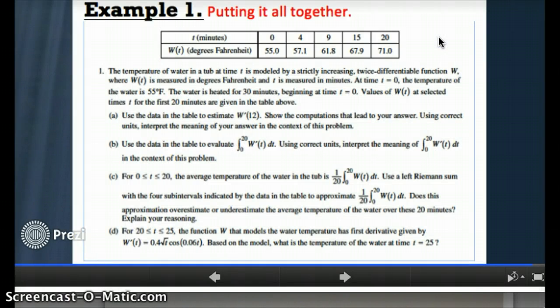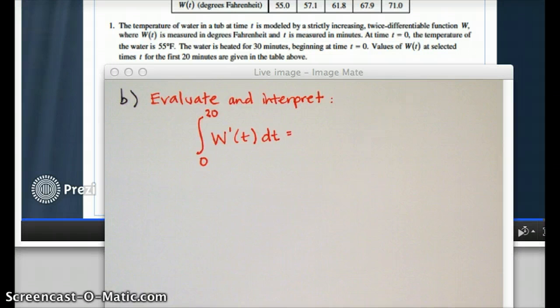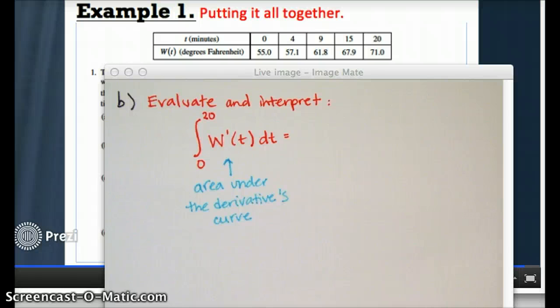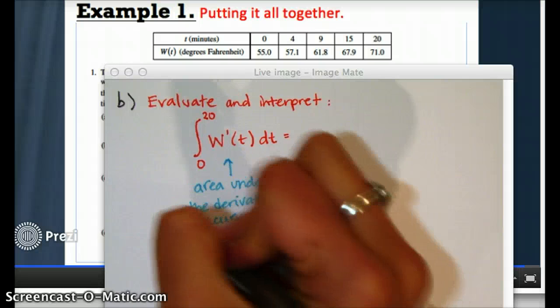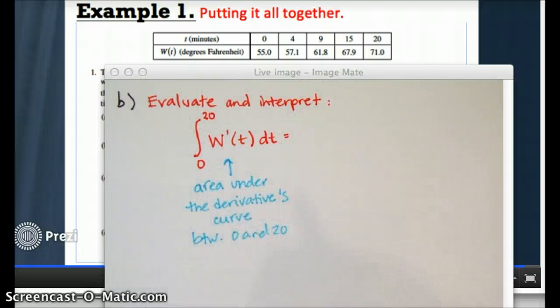Okay, let's look at B. B is where the integrals come into play. It says use the data in the table to evaluate this integral and interpret what it means. Just like before, we want to start by annotating anything that you understand about the meaning of what you're trying to find. What do you know about what's on the screen? Exactly. This just means the area under the derivative's curve between 0 and 20 on the x-axis.